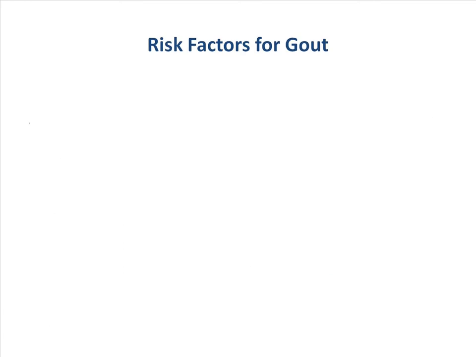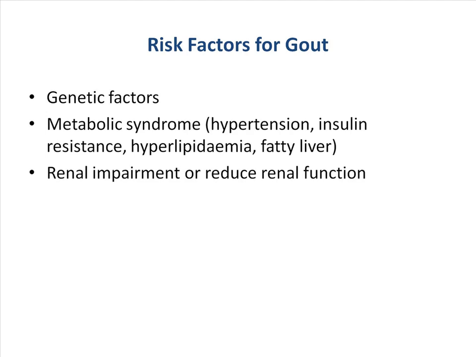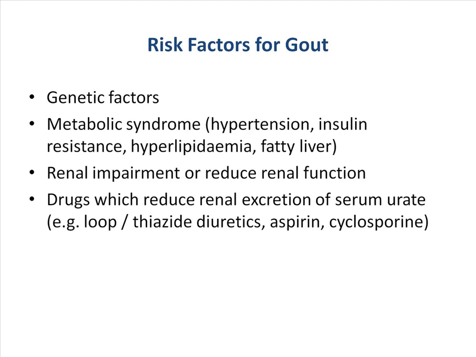Predisposing factors for developing gout are genetic factors, metabolic syndrome, renal impairment or reduced renal function, drugs which reduce renal excretion of serum urate, for example, loop or thiazide diuretics, aspirin and cyclosporin, and of course, a high purine diet.